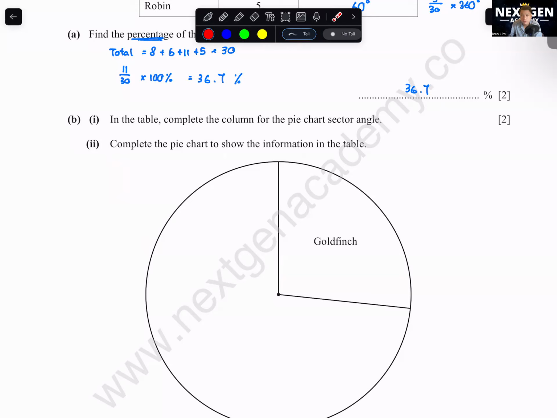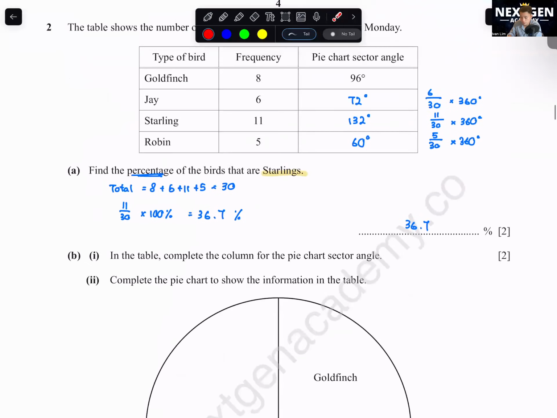If we fill in the tables, even if they don't tell us to, they won't penalize us. Fill in what? The working? The table? As in this one? No, they say, complete the column for the pie chart sector angle. You have to fill it in. It's a question, this one, a 2-mark question. Okay, no problem, Nila. So now let's draw it.